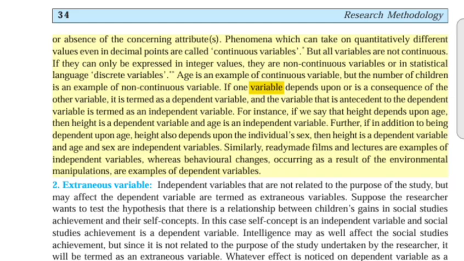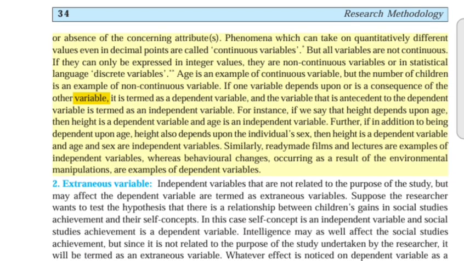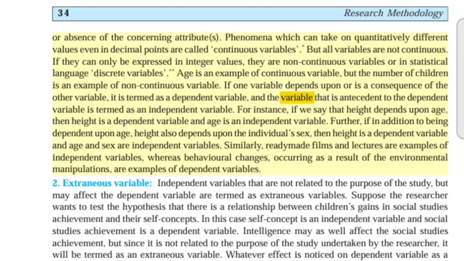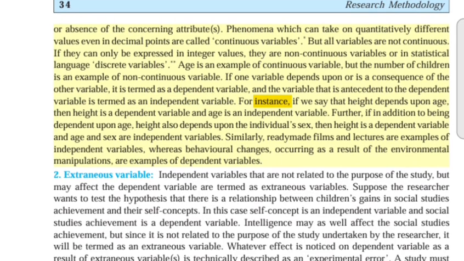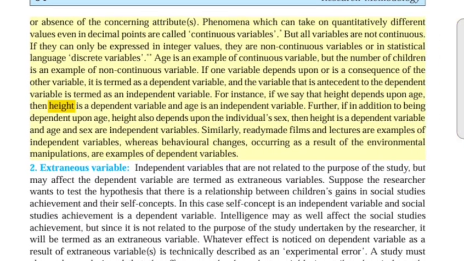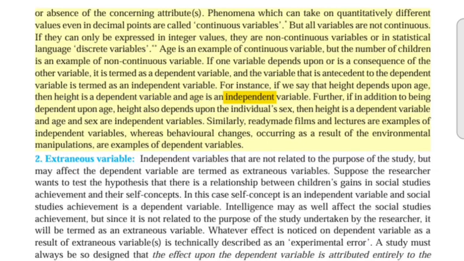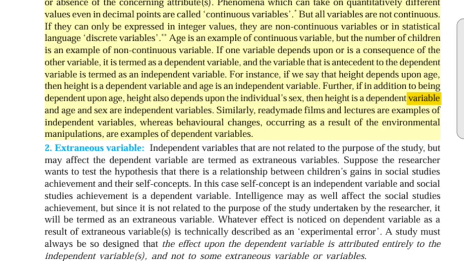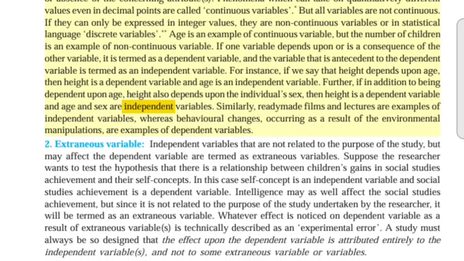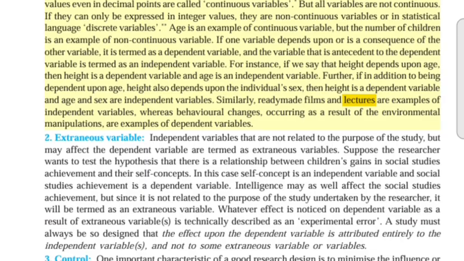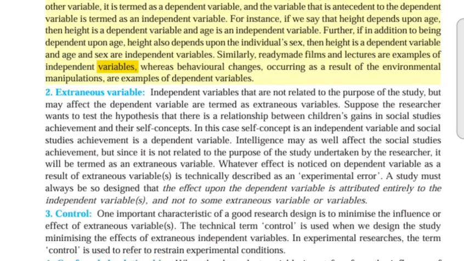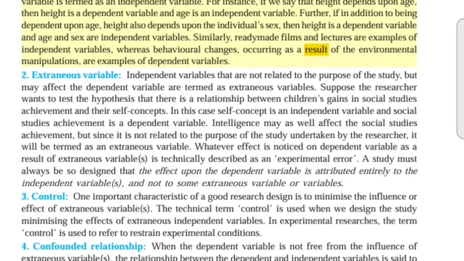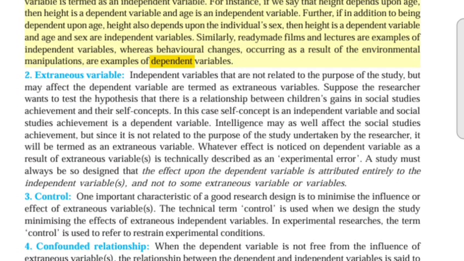If one variable depends upon or is a consequence of the other variable, it is termed as a dependent variable, and the variable that is antecedent to the dependent variable is termed as an independent variable. For instance, if we say that height depends upon age, then height is a dependent variable and age is an independent variable. Further, if in addition to being dependent upon age, height also depends upon the individual's sex, then height is a dependent variable and age and sex are independent variables. Similarly, ready-made films and lectures are examples of independent variables, whereas behavioral changes, occurring as a result of the environmental manipulations, are examples of dependent variables.